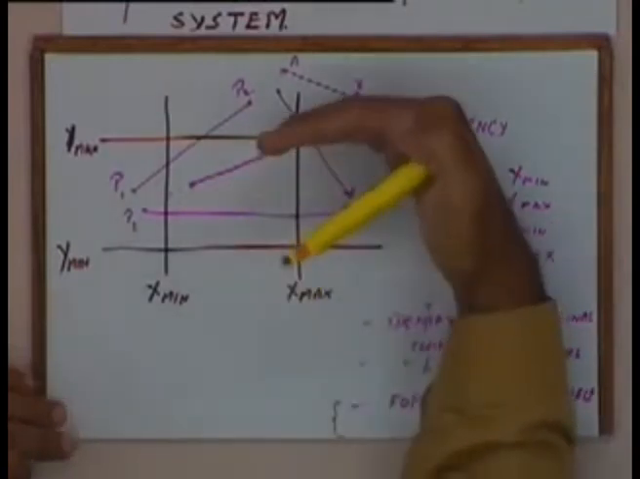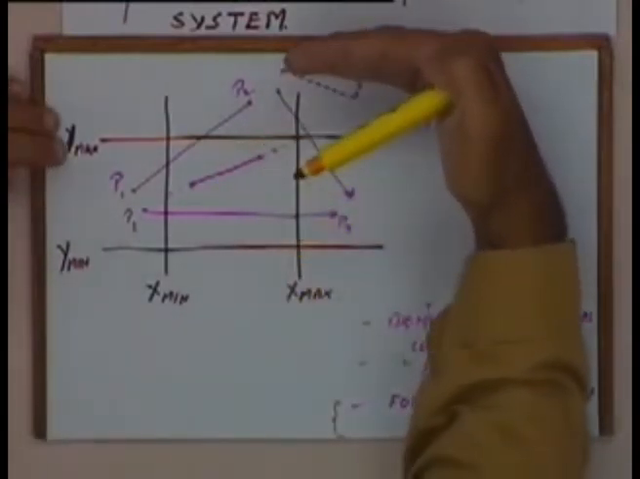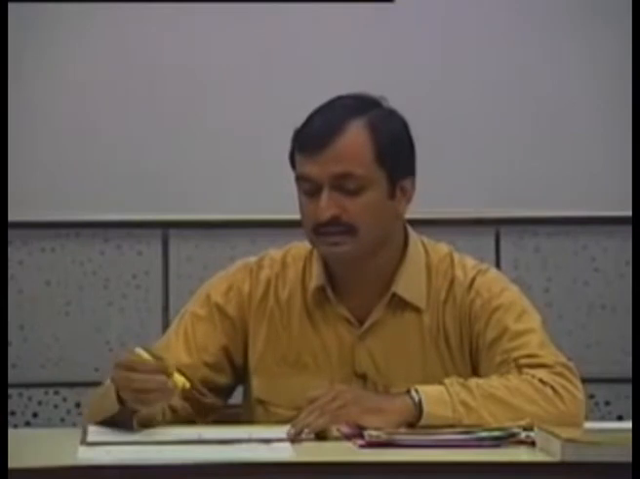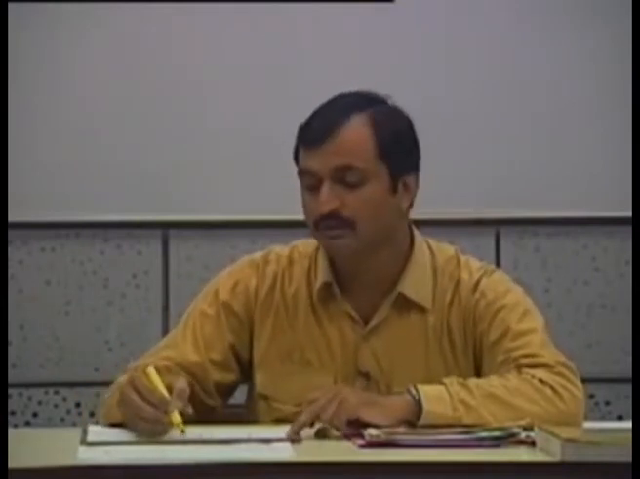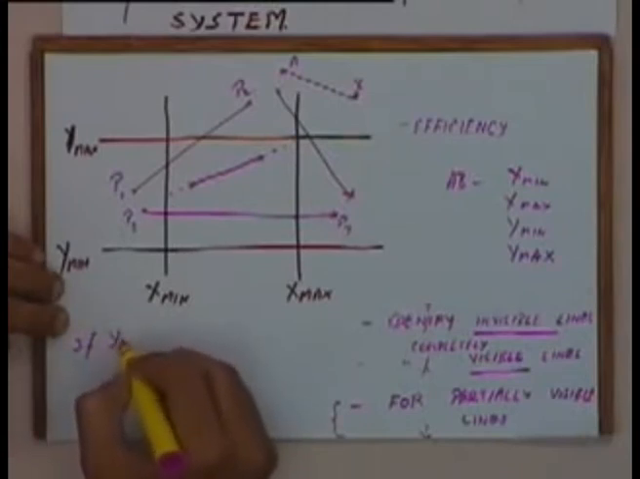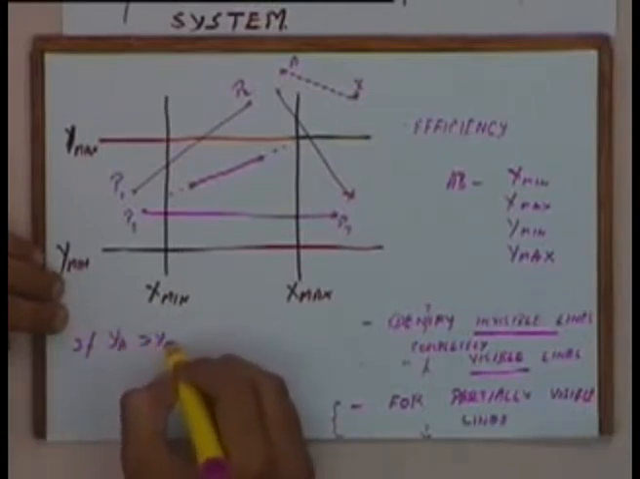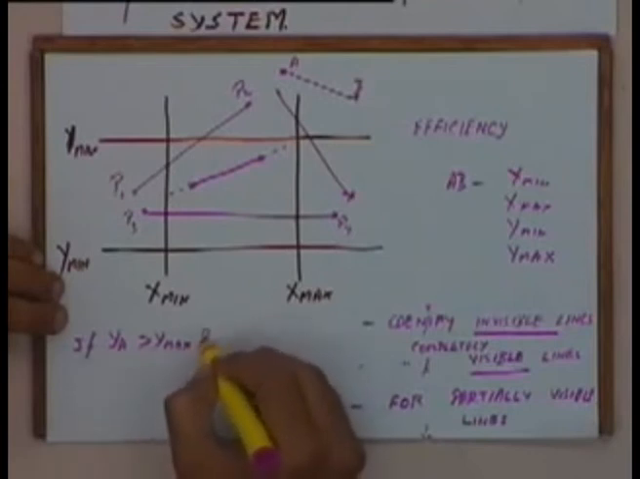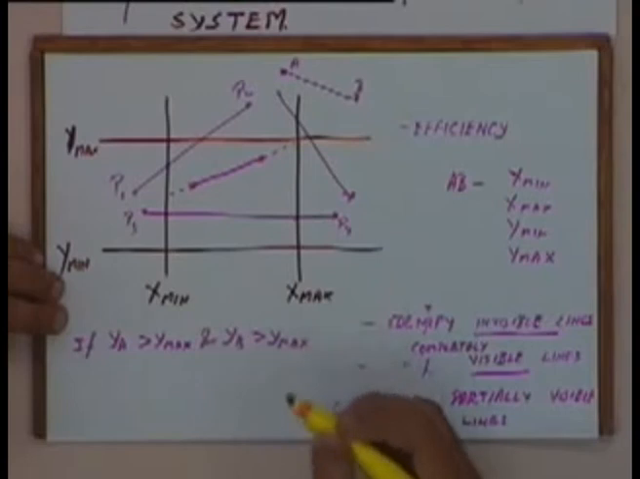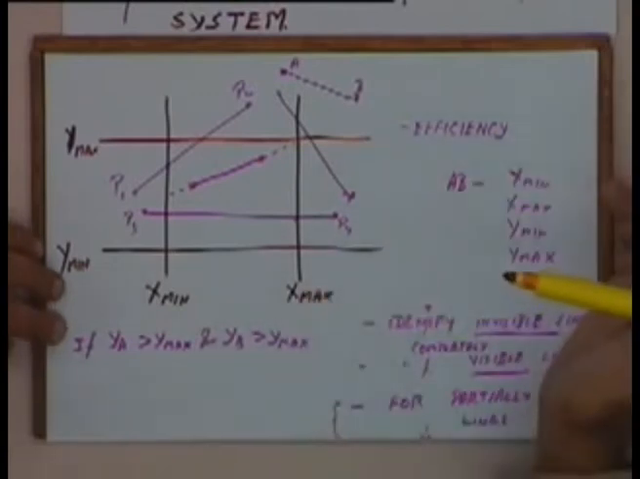As I said, one way is that lines which are totally above the y max line will always be totally invisible. How do I check whether a line segment AB is totally above the y max line? I will have to compare the y coordinates of the points A and B. So I can say if y of A is greater than y max and y of B is also greater than y max, then the line is invisible.